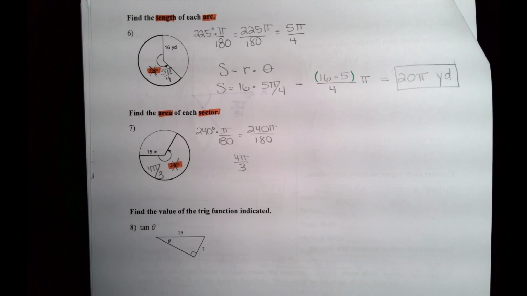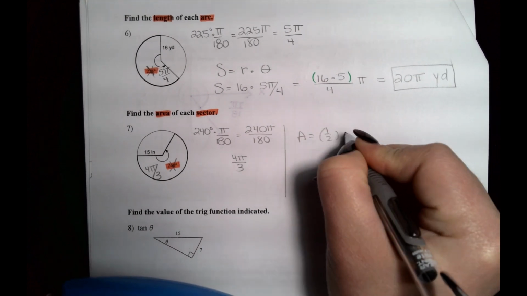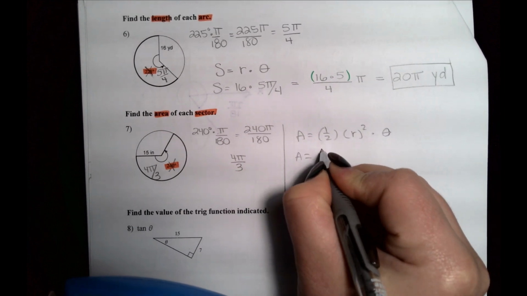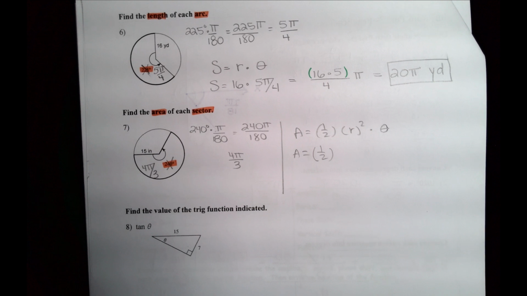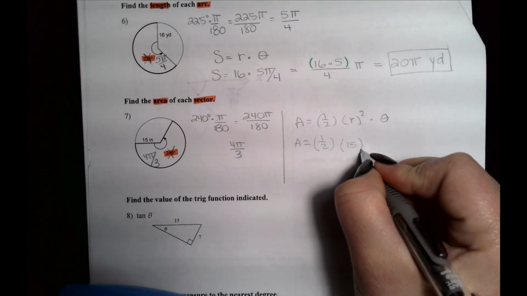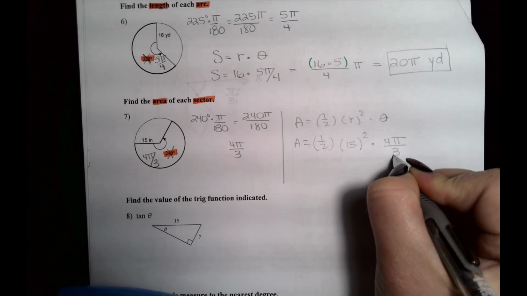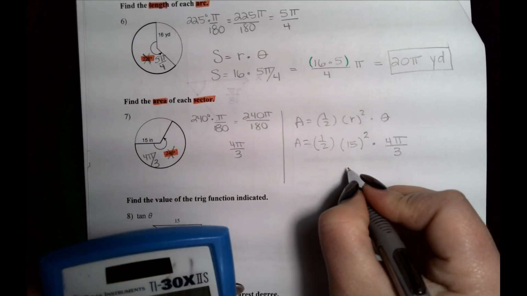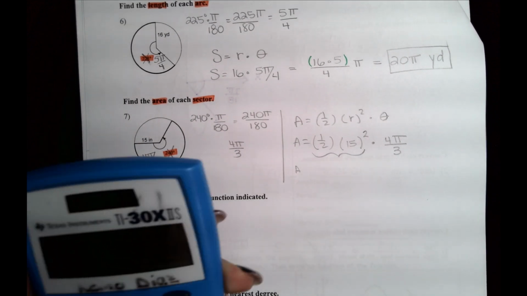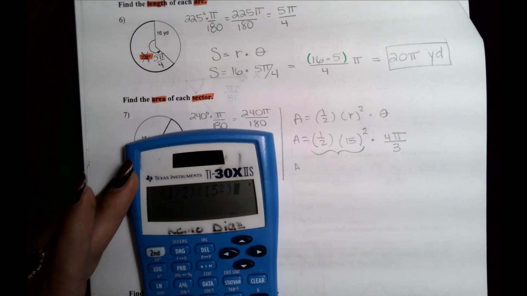Now area is equal to 1/2 your radius squared times your angle measure. We get 1/2. Notice how I'm putting 1/2 in parentheses. Radius is 15 inches squared, and then our angle measure in radians is 4 pi thirds. Again, how do you type this into the calculator? I would type this into the calculator first. So we got open 1/2, open 15 squared, close it.